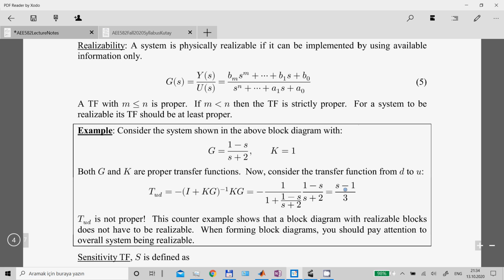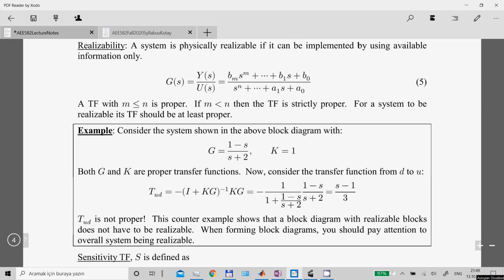So that means even though you have individually realizable blocks, when you interconnect them in this way, you get a system where an internal transfer function turns out to be not realizable. This counterexample shows that having realizable blocks does not guarantee having a realizable overall system in general. So even though checking for realizability is quite simple when dealing with transfer functions, when you're dealing with interconnected systems, you have to pay extra attention to making sure that your overall system is realizable.